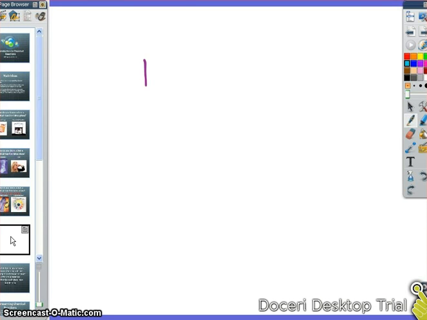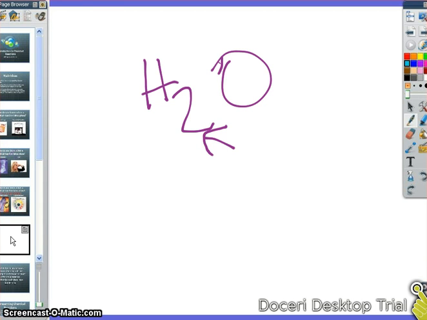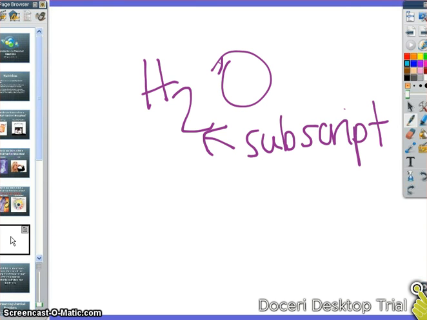So here is our compound. Okay, what is this number right here? Why do we care about this number? This number is called a subscript. Okay, this subscript tells us how many atoms, so the number of atoms. That is not a hashtag, that is a number sign. So this tells us how many atoms of an element we're going to use to make the compound.